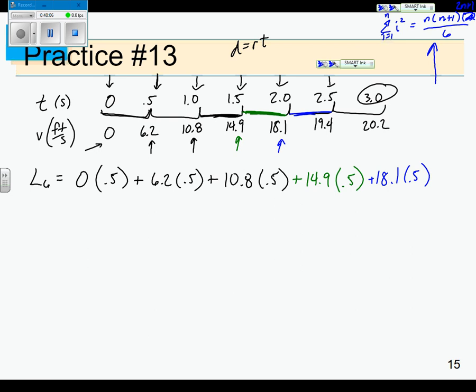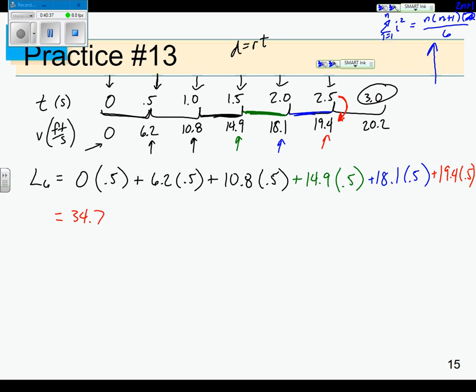How many do I have? 1, 2, 3, 4, 5. I have one more to go. So at 2.5 seconds, whatever this function is, they plugged in 2.5 and got 19.4. They already plugged in this 2.5 into my e to the negative x or whatever it is and gave me 19.4. I just have to take the 19.4 and multiply it by 0.5. And so my lower estimate actually gives me 34.7.